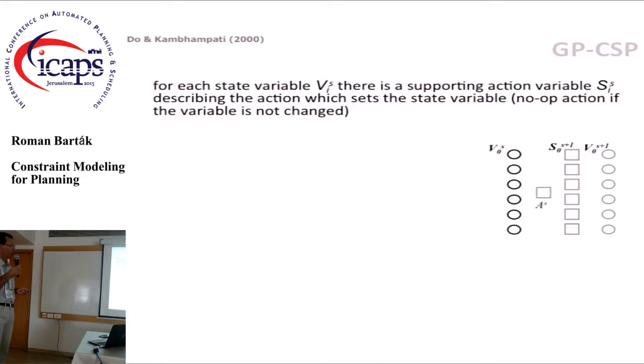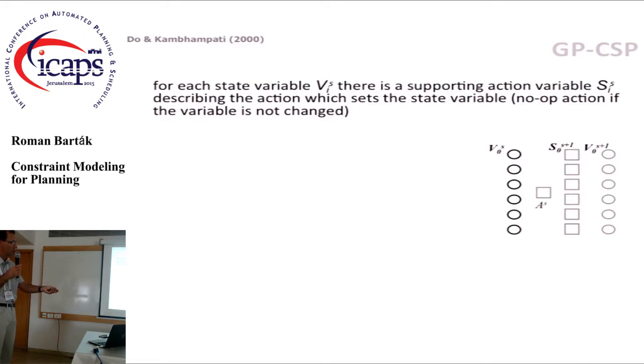And they say, okay, what if for each state variable we define which action is setting the value of this state variable. It could be a specific action, or it could be a no-op action if the value is not changed by a given action, right? So that was the idea. So they introduced these additional S variables, like the variable setting the value of that state variable, and then of course they connect this pair which says this action is setting this value.